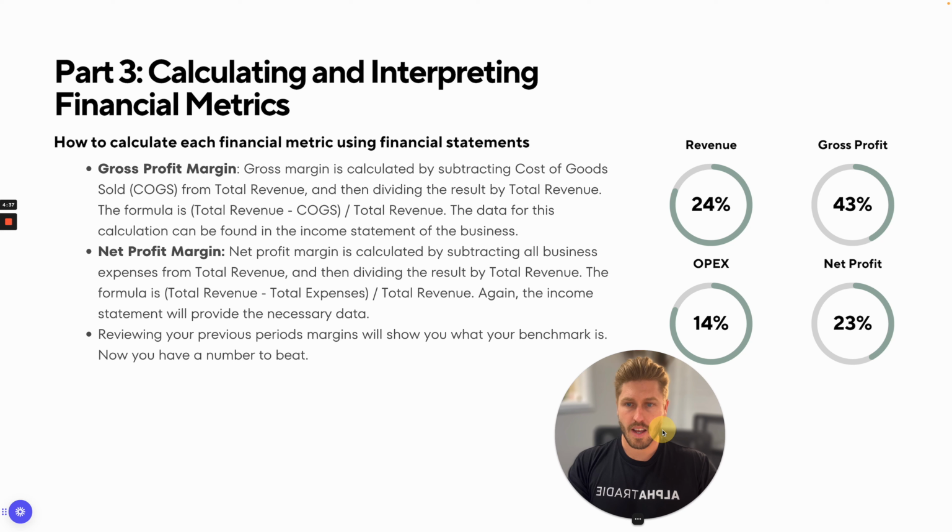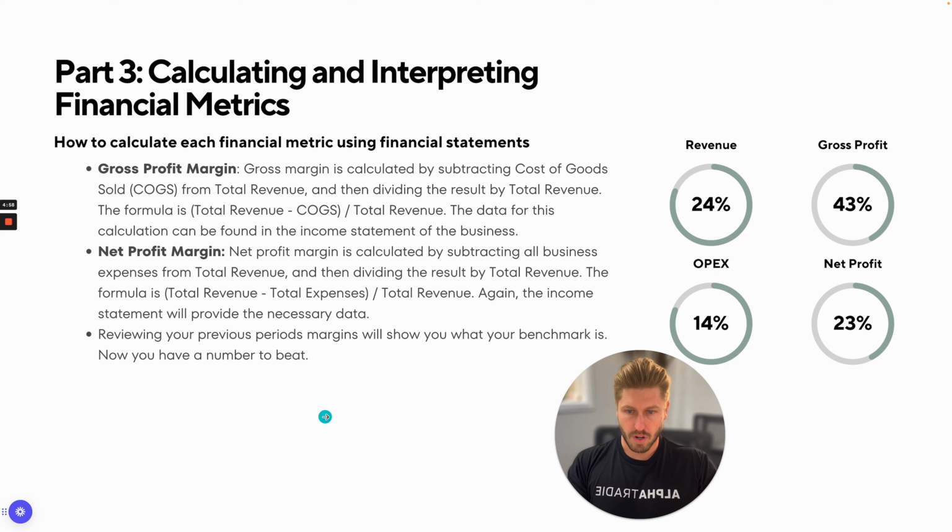And how to calculate each financial metric using your financial statements. So your gross profit margin, we went through that just previously, and that is your total revenue less your cost of goods sold divided by total revenue. And our net profit is our total revenue less expenses divided by total revenue. Again, the income statement will provide the necessary data.